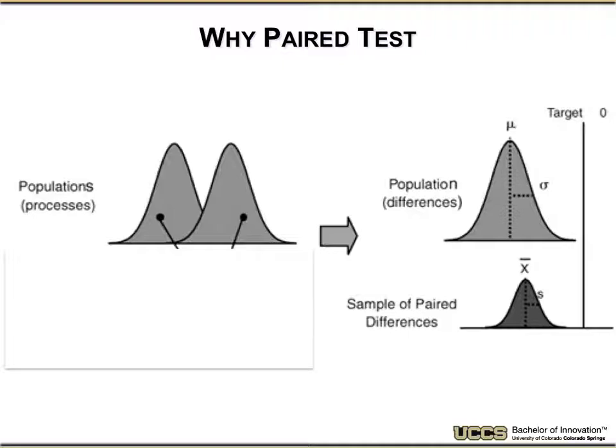If I actually have two distributions that look like this, it's hard to say if these distributions are different. They're very broad compared to the difference in their means. If, however, every time this number occurred, this number occurred, if all I really did was shift the curves, then in a paired test, every time this number shows up, this number shows up.